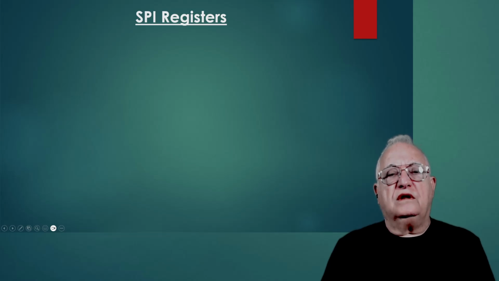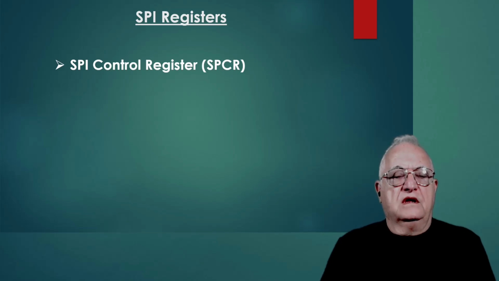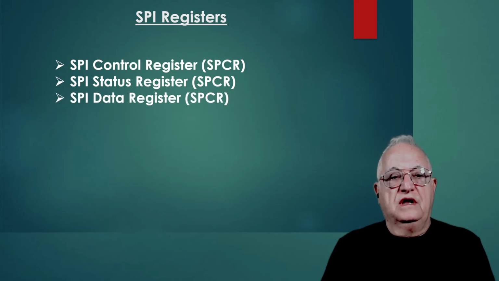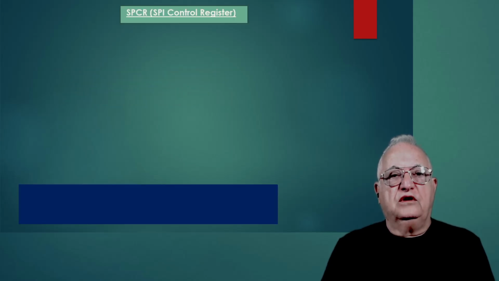So let's look at all the registers and see how they work. I'll start by enumerating them. We have the SPI control register, the SPI status register, and finally the SPI data register. So let's talk about the SPI control register.